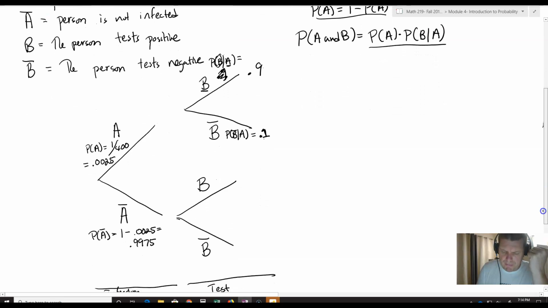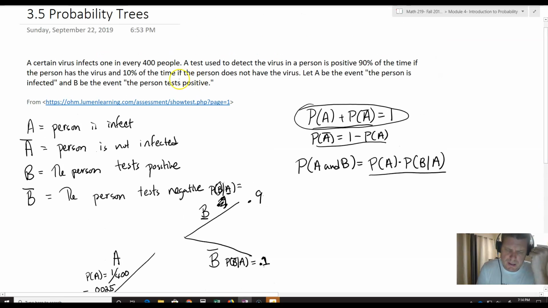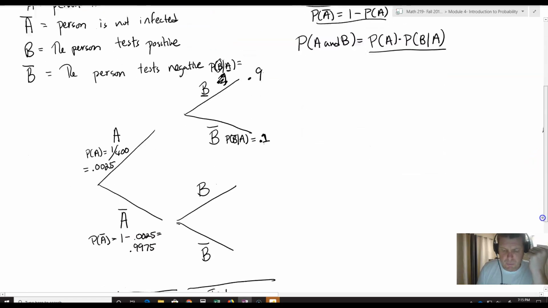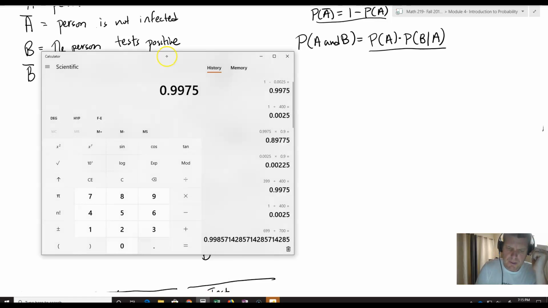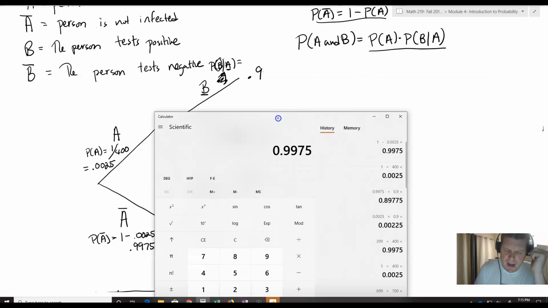Now, if you don't have the virus, what we're told is that if the person does not have the virus, they test positive 10% of the time. Read carefully, okay? So they're going to test positive 10% of the time. Remember, B is positive, and then they'll test negative 90% of the time, 0.9.